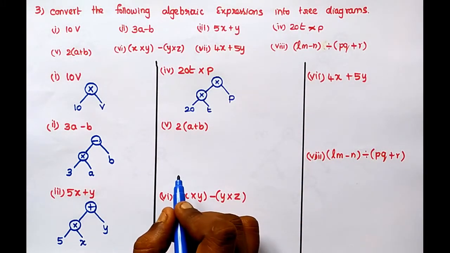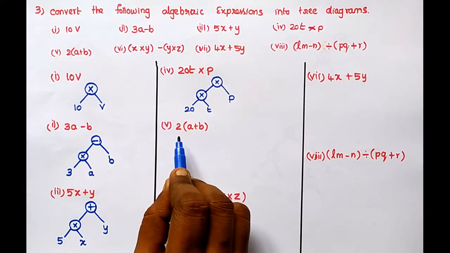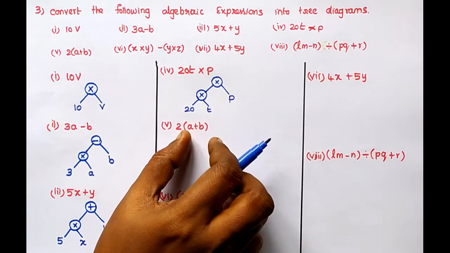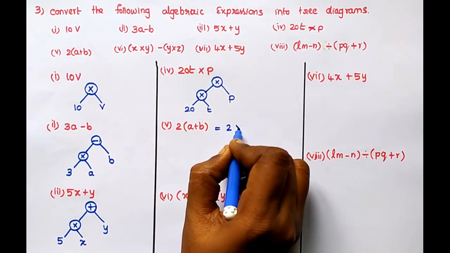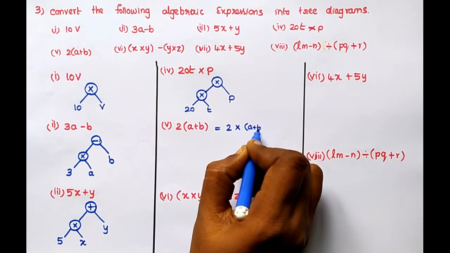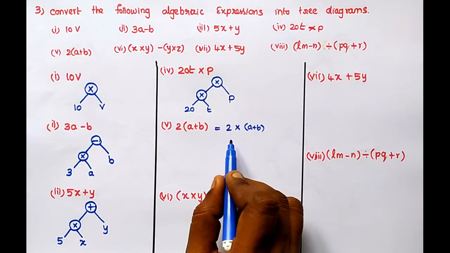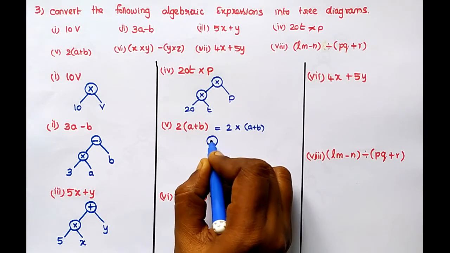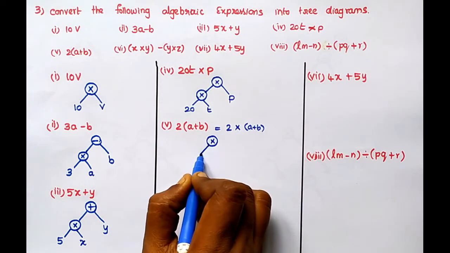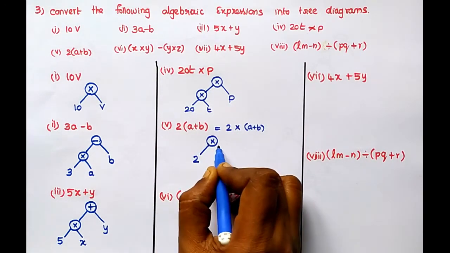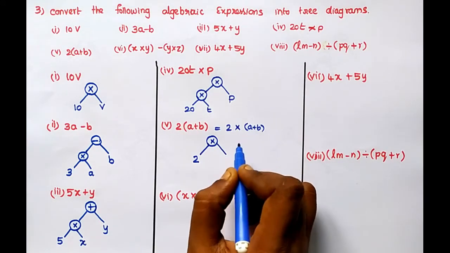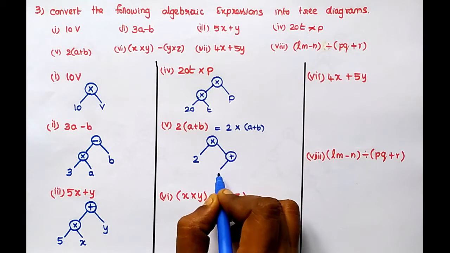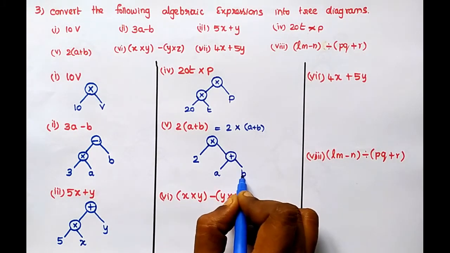Next one, 2 into a plus b. Listen, 2 into this bracket, that means 2 into a plus b. Right? So first main operation is multiplication. So into which one and which one? 2 and a plus b. How will you write that? a plus b, plus, a and b.